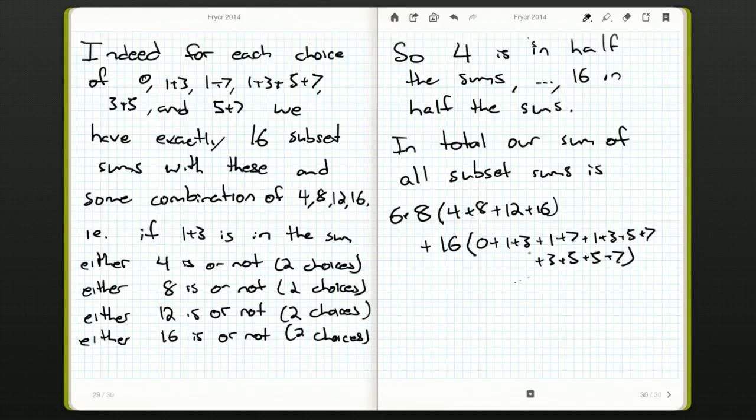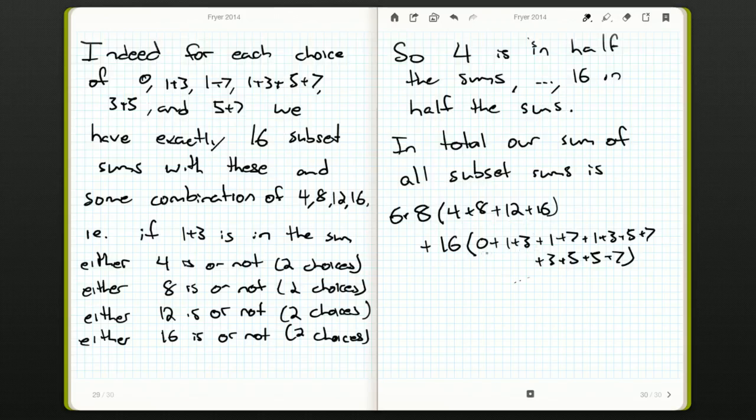if it's 1 plus 3, that's going to appear 16 times. There's 16 subset sums with each of these. Okay, so that makes sense there. And then in those 16 subset sums with 1 plus 3, 4 will appear 8 times, 8 will appear 8 times, 12 will appear 8 times, 16 will appear 8 times. And that's not just for the 1 plus 3 case.